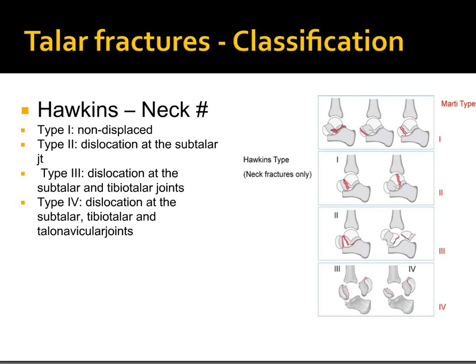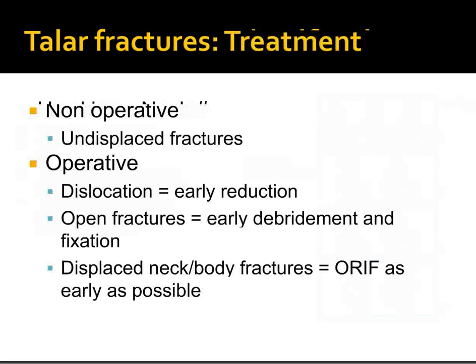Talar neck fractures, we all know the Hawkins classification. Another guy called Canale did modify this. But essentially type 1 is a non-displaced neck fracture. Type 2, a neck fracture associated with dislocation of the subtalar joint. Type 3, dislocation of both the subtalar and the tibiotalar joints. And type 4, which is added later, dislocation of the subtalar, tibiotalar, and the talonavicular joints.